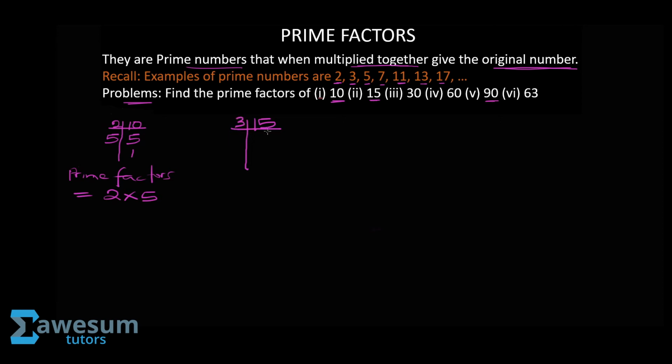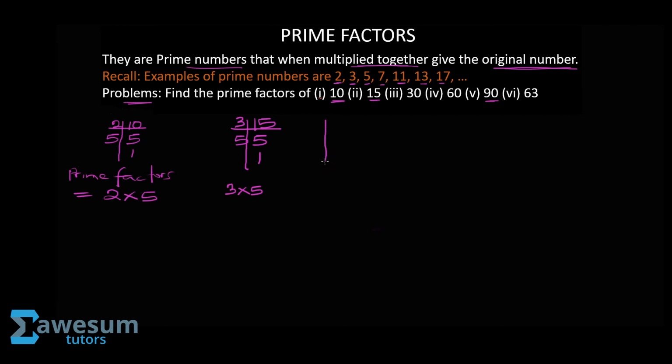How many times will 3 go in 15? That's going to be 5. Okay? Then the next thing that can divide 5 is going to be 5 itself. That's a prime number, right? And 5 in 5 is going to be 1. If you look at this, you've already divided 15 down to 1. So that means the prime factors are what? 3 times 5.